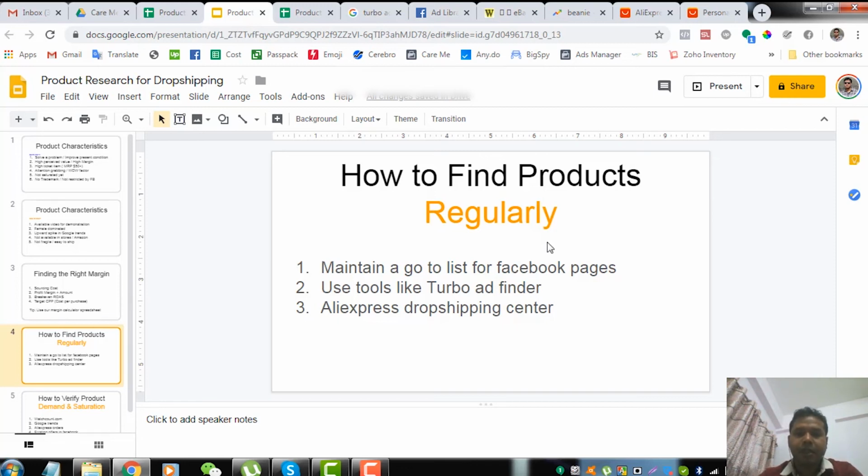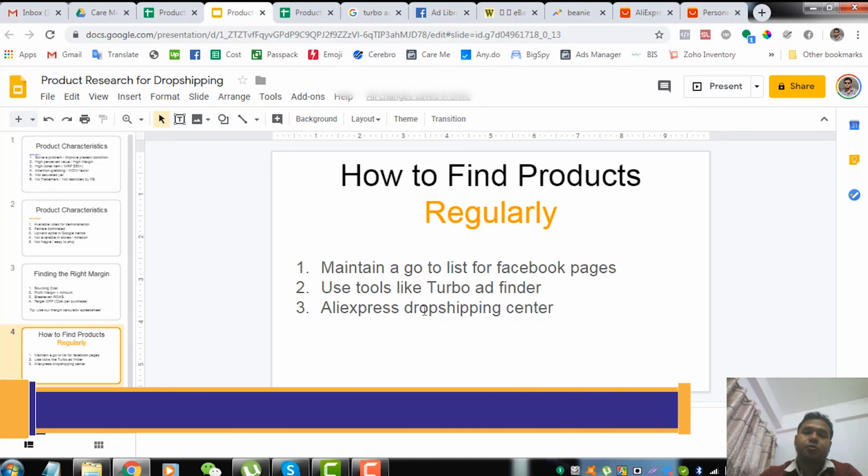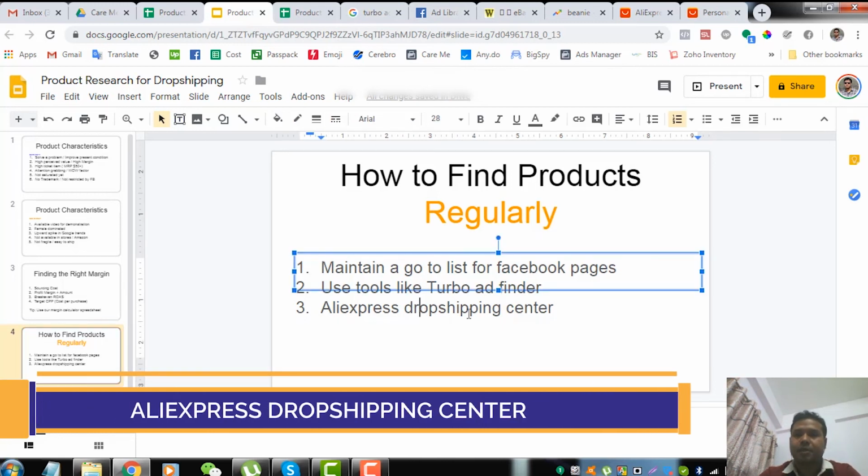Okay. The third resource would be to use AliExpress Dropshipping Center.